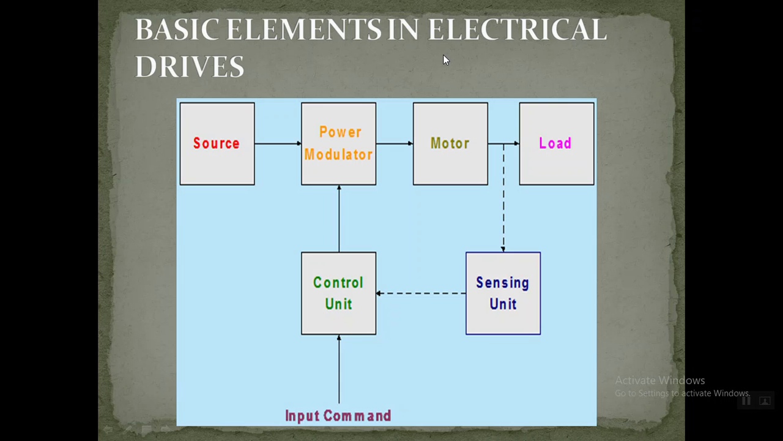Imagine a water level controller for a water tank. The source is 230 volt. The power modulator is a starter, and next it will control the motor. After that, the load is the water pumped to the water tank. The water level will be controlled by the sensor. The sensor signal is given to the control unit, which will switch the motor on and off. Thus, the water level in our tank will be maintained.